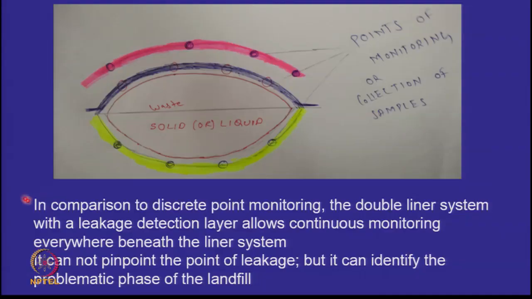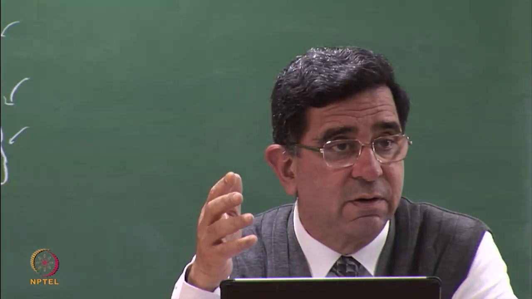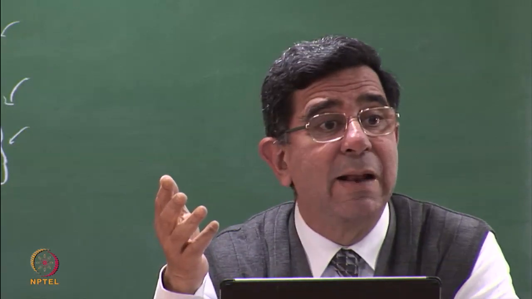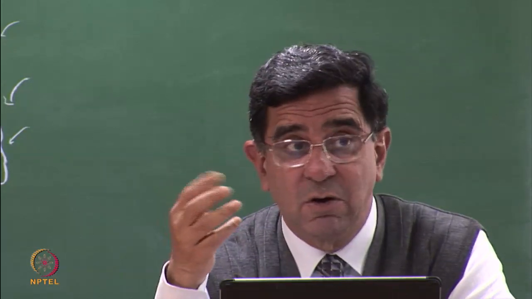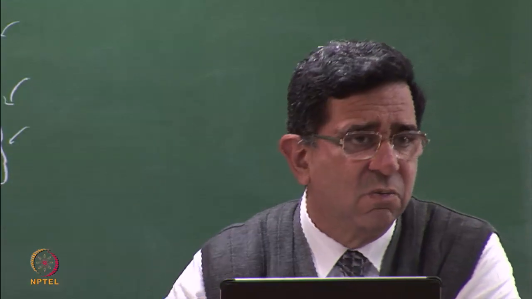Okay? So in comparison to discrete point monitoring, the double liner system with the leakage detection layer allows continuous monitoring everywhere beneath the liner system. Remember, if you have a municipality which says, oh, you have got a very big municipal solid waste landfill, please monitor. Then you tell him, please allow a double liner system. The cost is much higher, because if you are going to just put a few discrete point monitors in plan, you may just miss the leakage which is taking place.